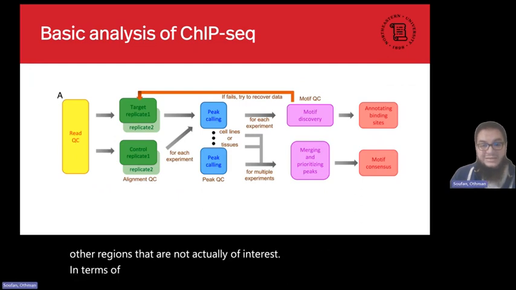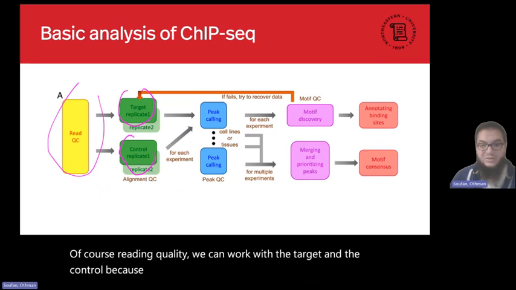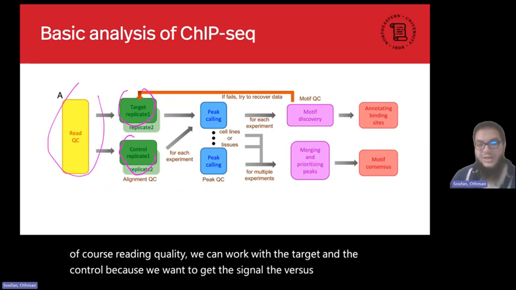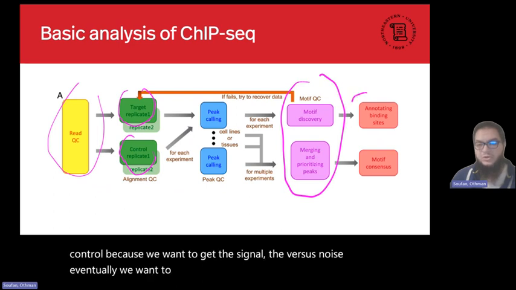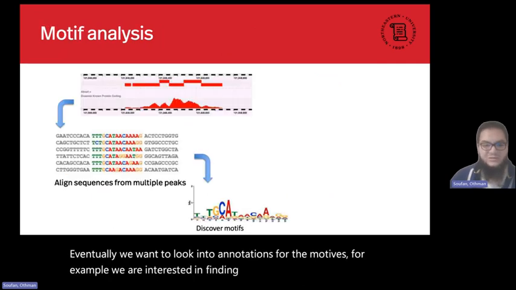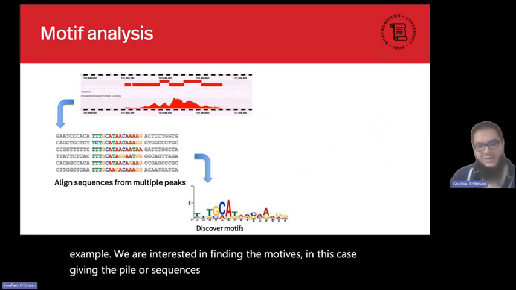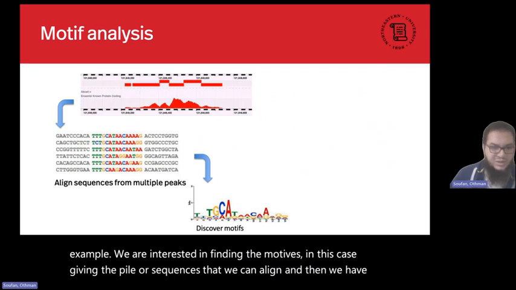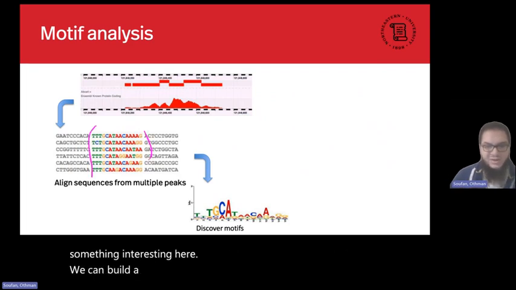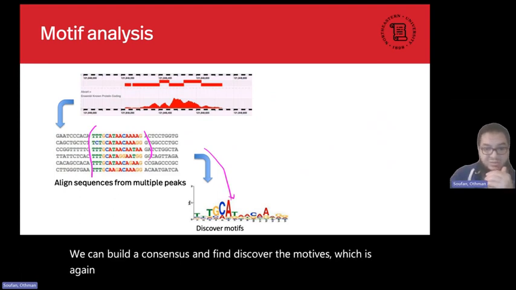In terms of basic analysis, this is what I want to finish up with. Of course, read quality, we can work with the target and the control, because we want to get the signal versus noise. Eventually, we want to look into annotations for the motifs. For example, we are interested in finding motifs, given the pile of sequences that we can align. And then we have something interesting here. We can build a consensus and discover the motifs, which, again, is a very important area.